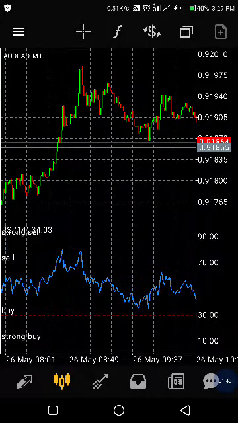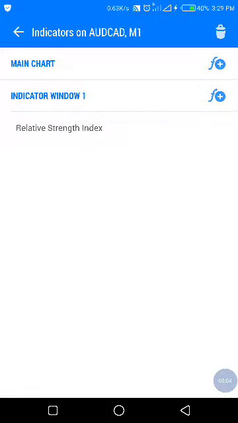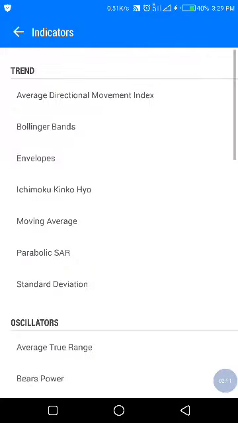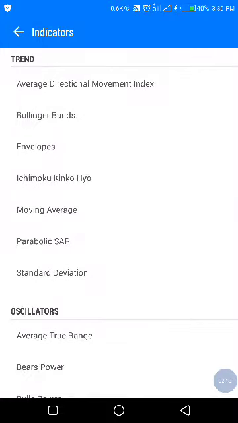So what is the next thing we are going to add into the indicator? We are going to be adding four different moving averages. For the first moving average, we'll enter F, then click on the indicator window with the relative strength index, the indicator window 1, click on it. Then here we'll now add moving average.